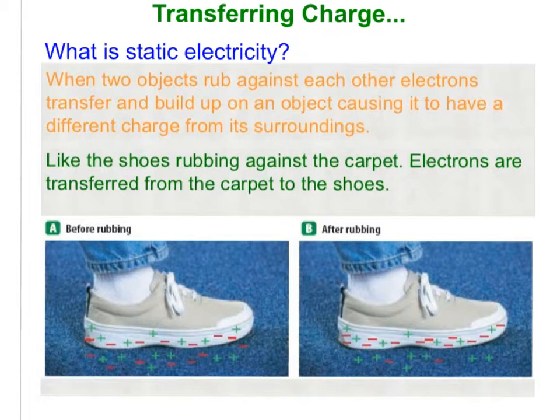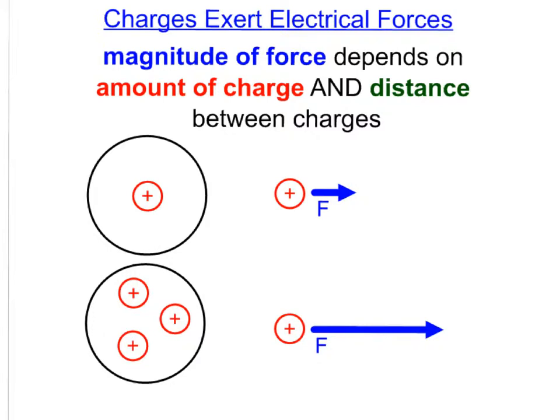This also illustrates the law of conservation of charge because we have not changed the total amount of charge. We have only transferred the charge from one object to another. The carpet now has excessive positive charge, and the bottom of the shoe has excessive negative charge. But the total charge is still the same. Charges exert electrical force, and the magnitude of that force, how large that force is, will depend on two things. It will depend on the amount of the charge, and it will also depend on the distance between the charges.